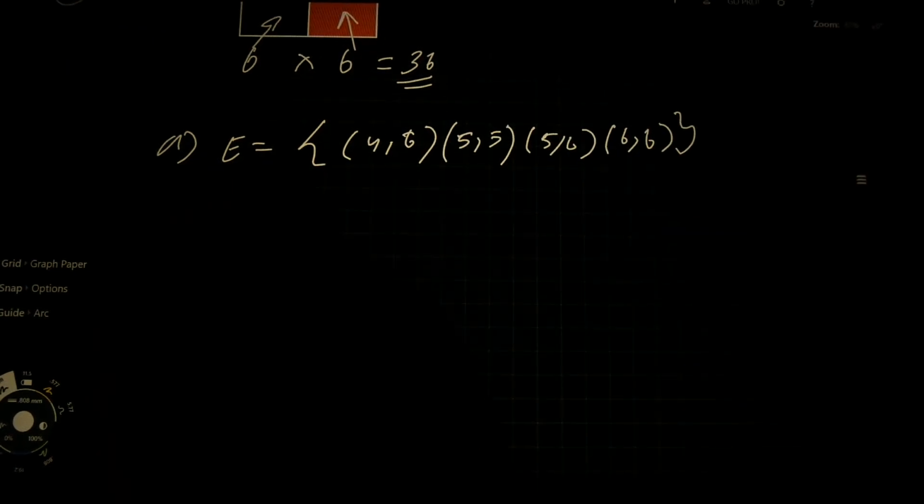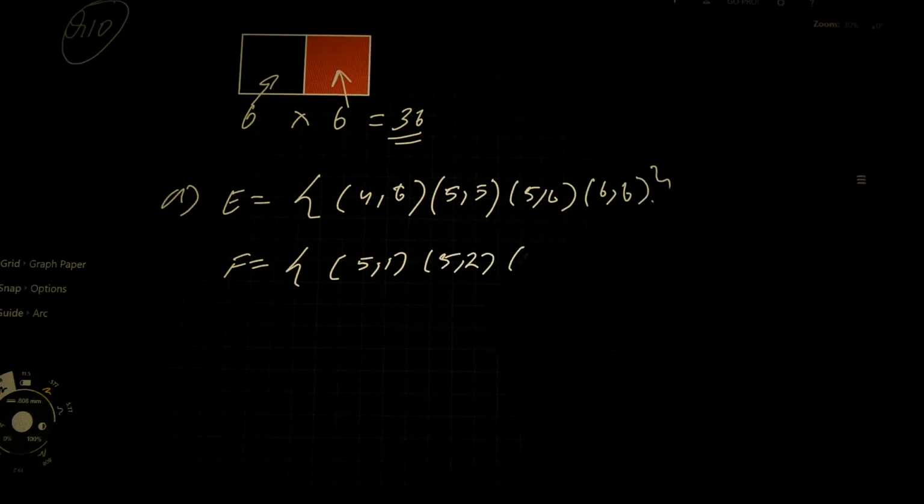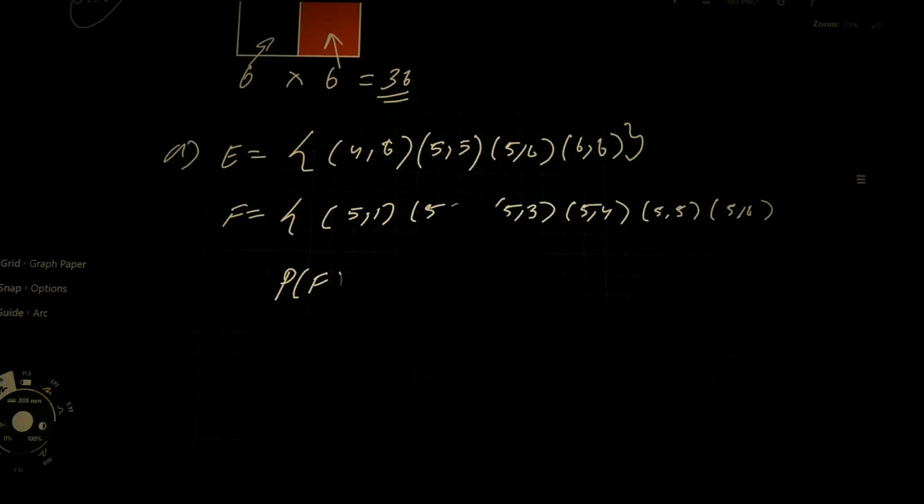Do I need the probability? No. What is the conditional probability given? Given that the black die resulted in a 5, which means here I am considering the first element to be from the black die. So that is 5. So what are the possibilities? 5, 1, 5, 2, 5, 3, 5, 4, 5, 5 and 5, 6. So these are my possibilities for F. So what is the probability of F here? That will be 6 out of a total of 36.